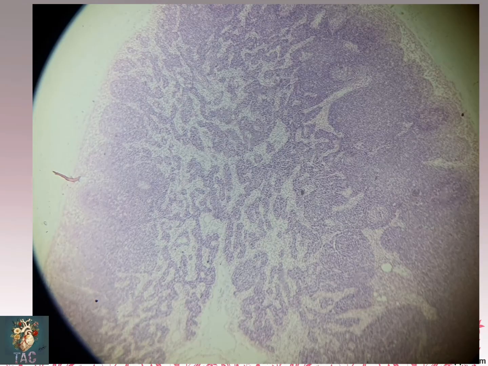So again another slide for the lymph node, and outer is the capsule. Just beneath the capsule you can see the subcapsular sinus. Then this is the trabecular sinus which is present. Then the medullary sinuses and medullary cords. This area is the cortex, and this area is the medulla.